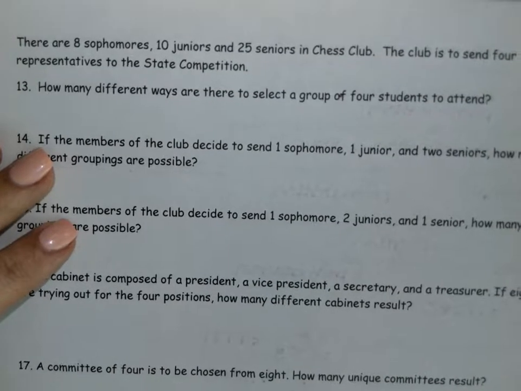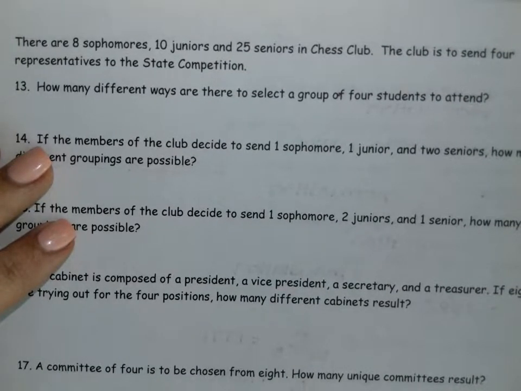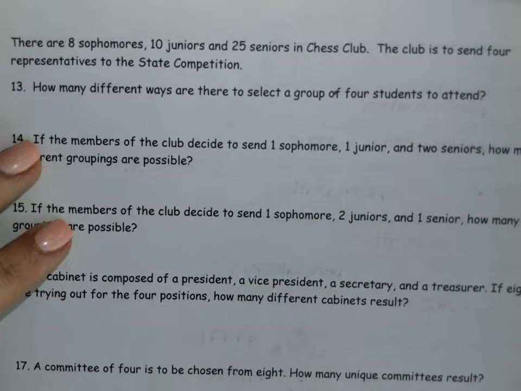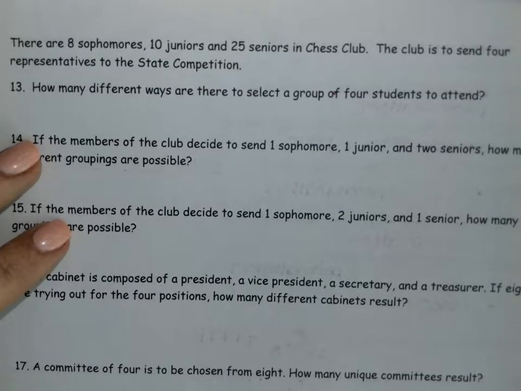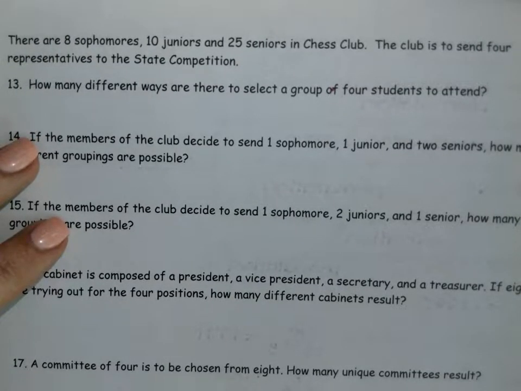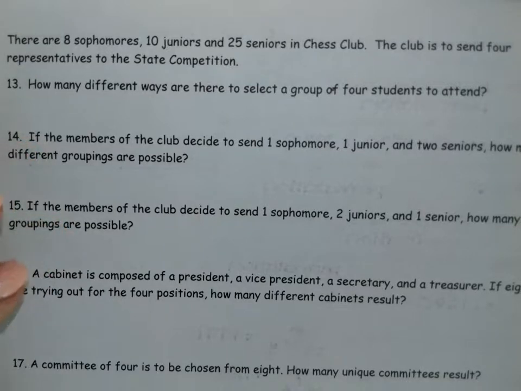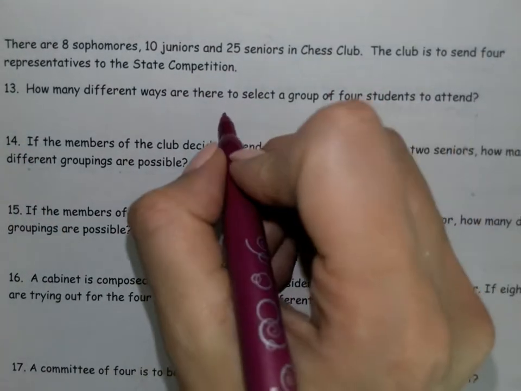There are 8 sophomores, 10 juniors, and 25 seniors in chess club. The club is to send 4 representatives to the state competition. How many different ways are there to select a group of 4 students? So if we're just picking a general group of 4, this is a combination.